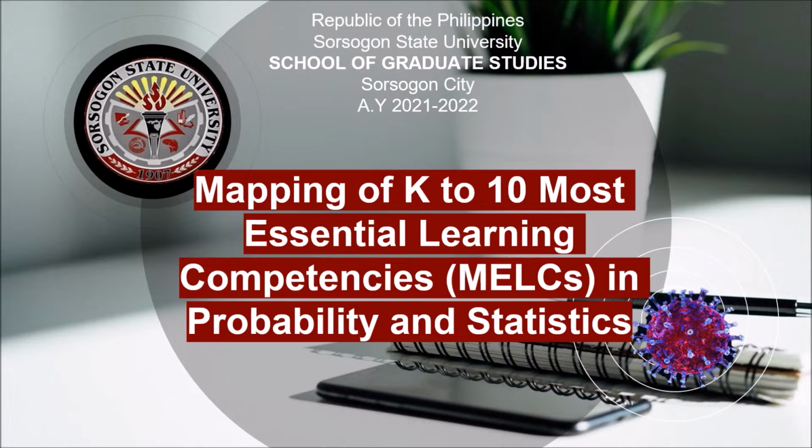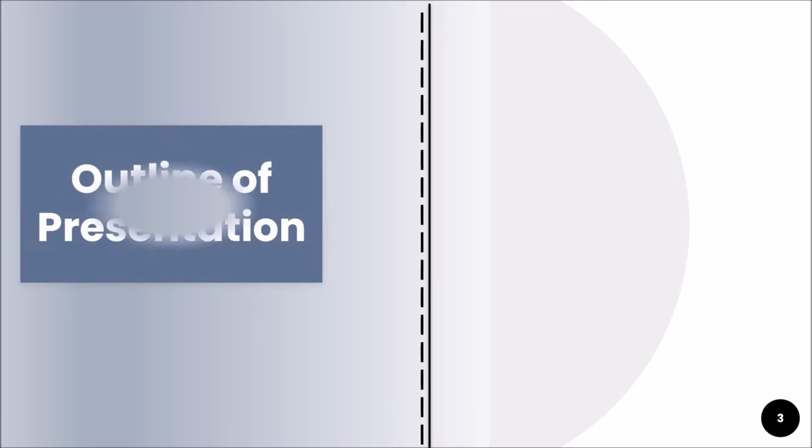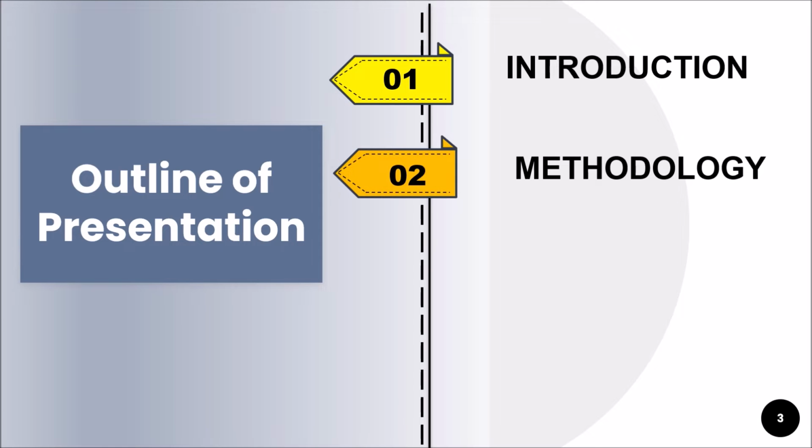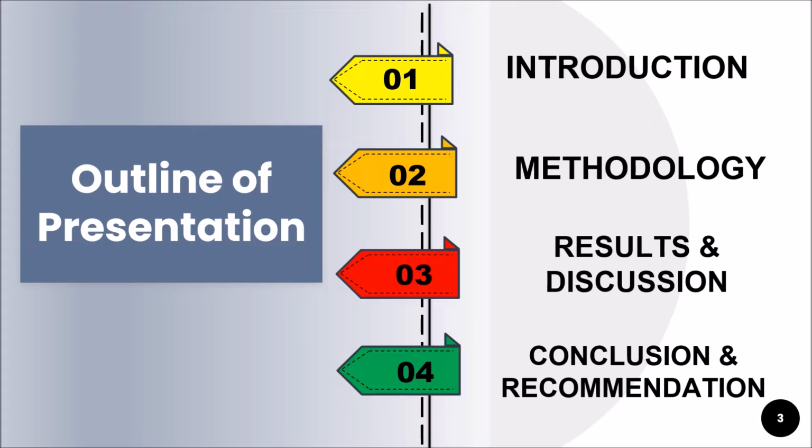Good day, everyone. Today I will be presenting to you a completed qualitative research entitled Mapping of K-10 Most Essential Learning Competencies in Probability and Statistics. This is Gratela, a PhD Math Ed student of Sorsogon State University. This presentation is divided into 4 parts: the introduction, methodology, results and discussion, and the last, conclusion and recommendation.